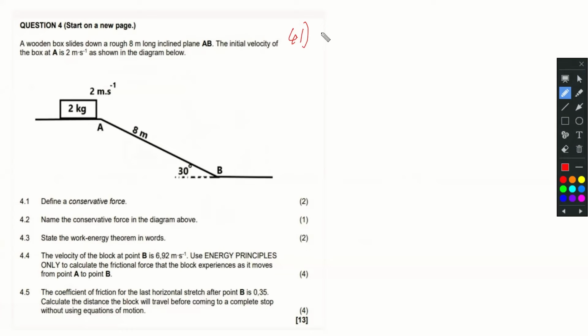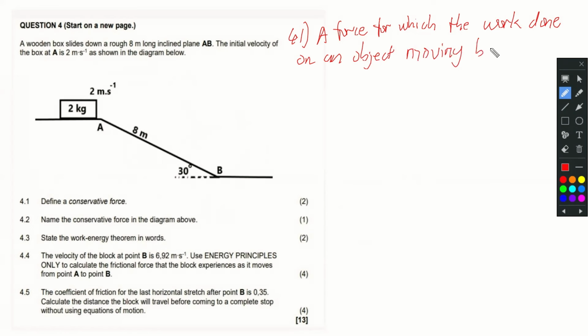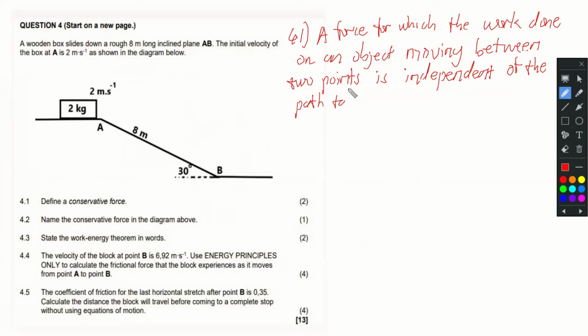Right, so a conservative force, we say, is a force for which the work done on an object moving between 2 points is independent. Note this, is independent of the path taken, right? So a conservative force is independent of the path taken.